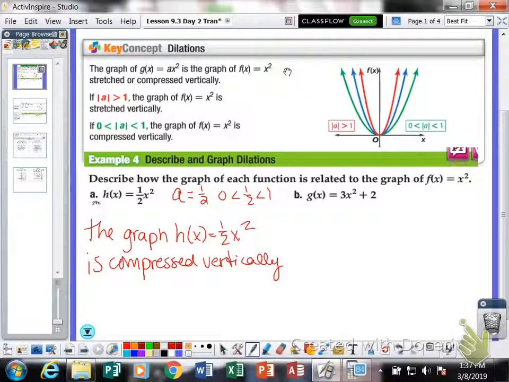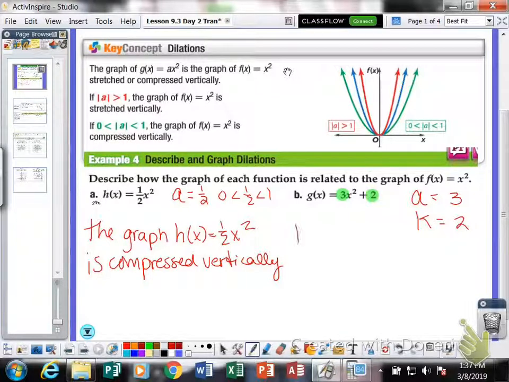So in B, describe how the graph of each function is related to the parent function. There's a couple things going on here if you take notice. Don't forget we have this k out here, we can't just forget about it. That is being applied as well as the coefficient 3. So what I make note of is that the absolute value of a, which is 3, so the absolute value of 3 is 3, and then we also have a k, which is 2.